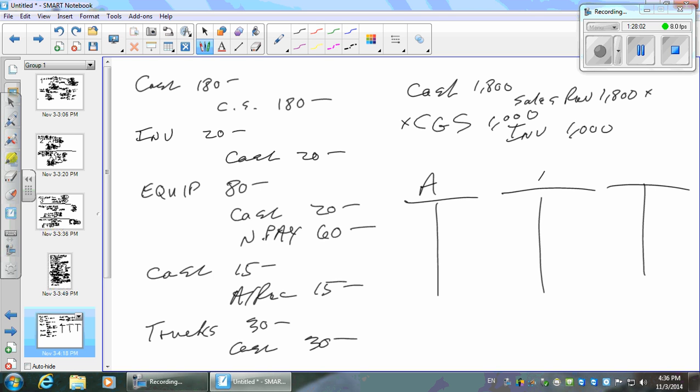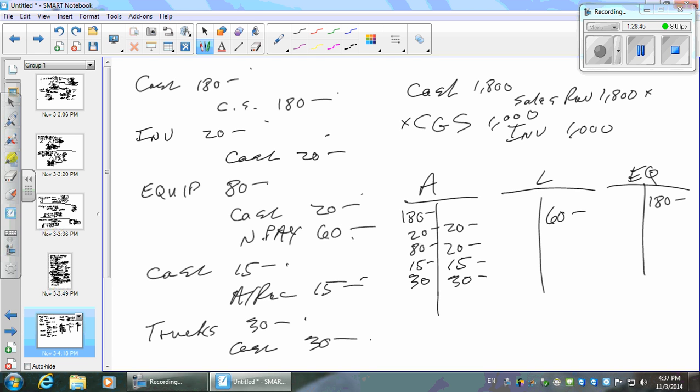Assets, liabilities, and equity. And all you got to do is put them in here. Cash, debit 180. It's an asset. Common stock, equity, credit 180. You guys with me? Inventory, debit 20. But that's cash, credit 20. No impact. Remember, all right? Equipment 80. Cash 20. Notes payable though 60, right? Cash 15. Accounts receivable 15. No impact of that one. Trucks 30. Cash 30. No impact of that one, right?